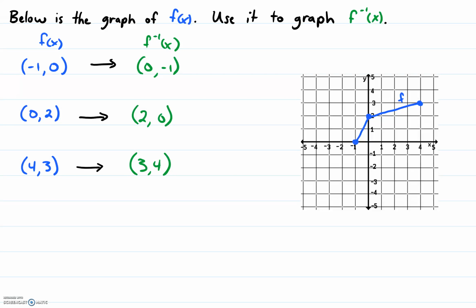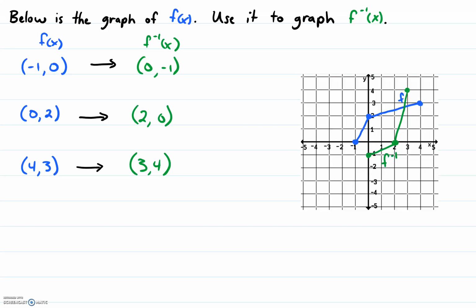Now we're just going to plot these points. If we plot the point 0, -1, that's going to be right here. If we plot the point 2, 0, that's going to be right here. And if we plot the point 3, 4, that's going to be right there. We're just going to connect these dots because we know it's going to be similar to the other one. And there you are. What you have in green is now the graph of the inverse, f inverse of x. Notice we didn't have the function; all we did was use the picture. So take your points from the original, switch the x and y, plot those points and connect the dots.